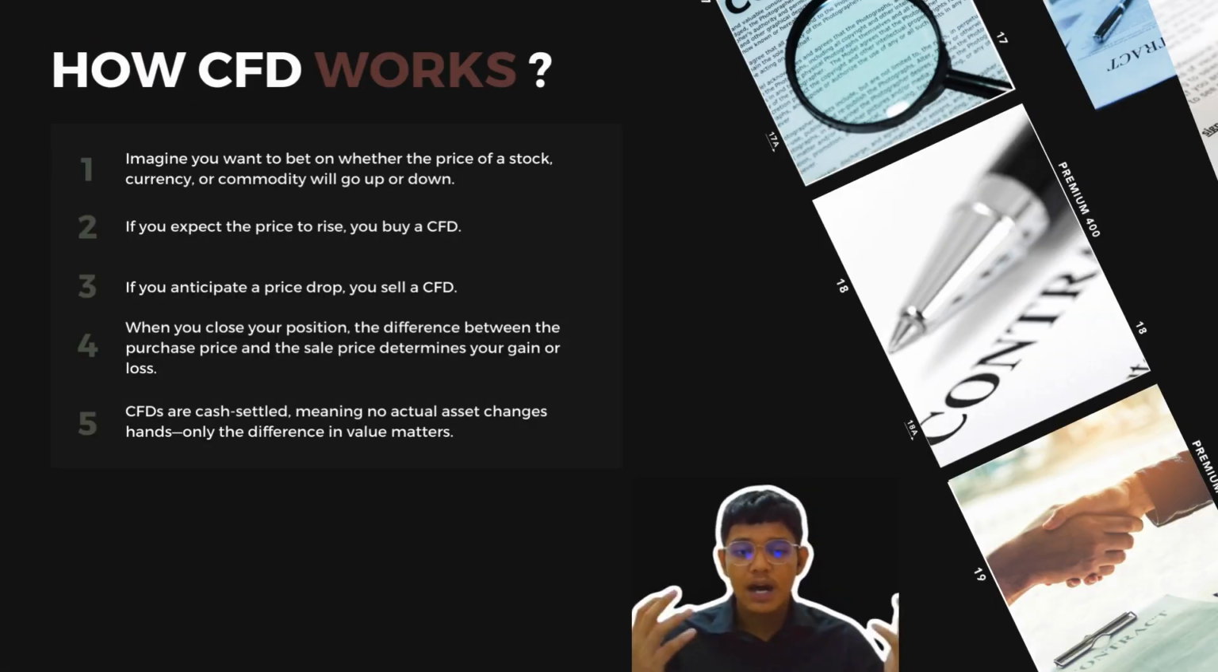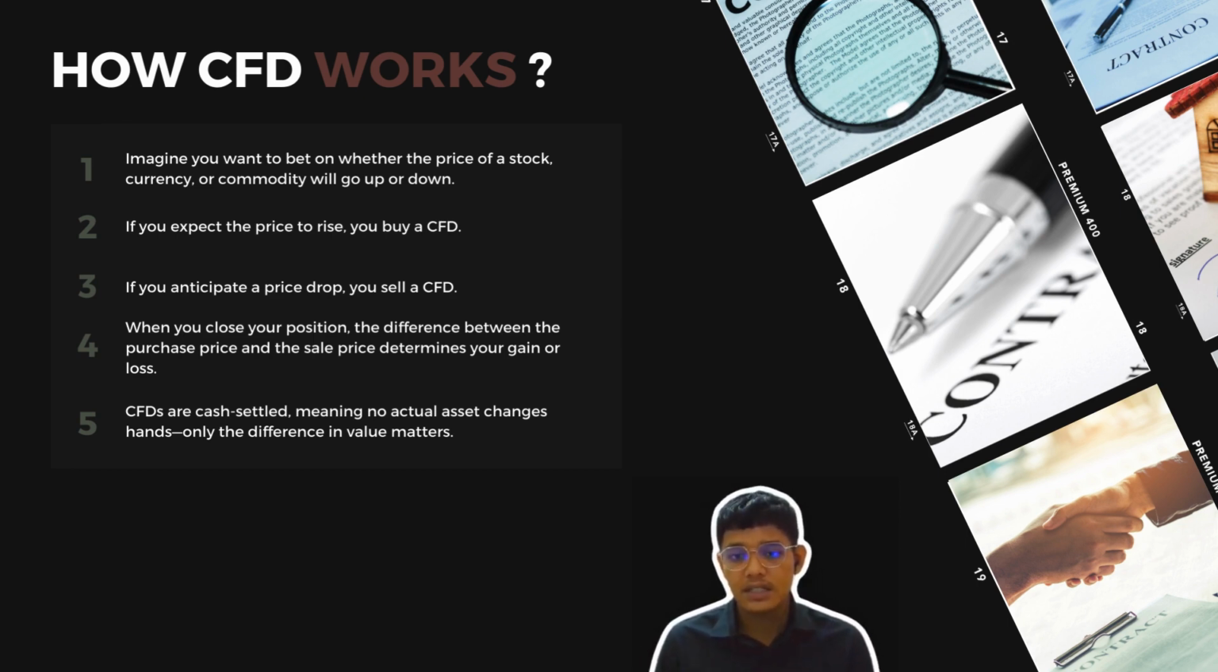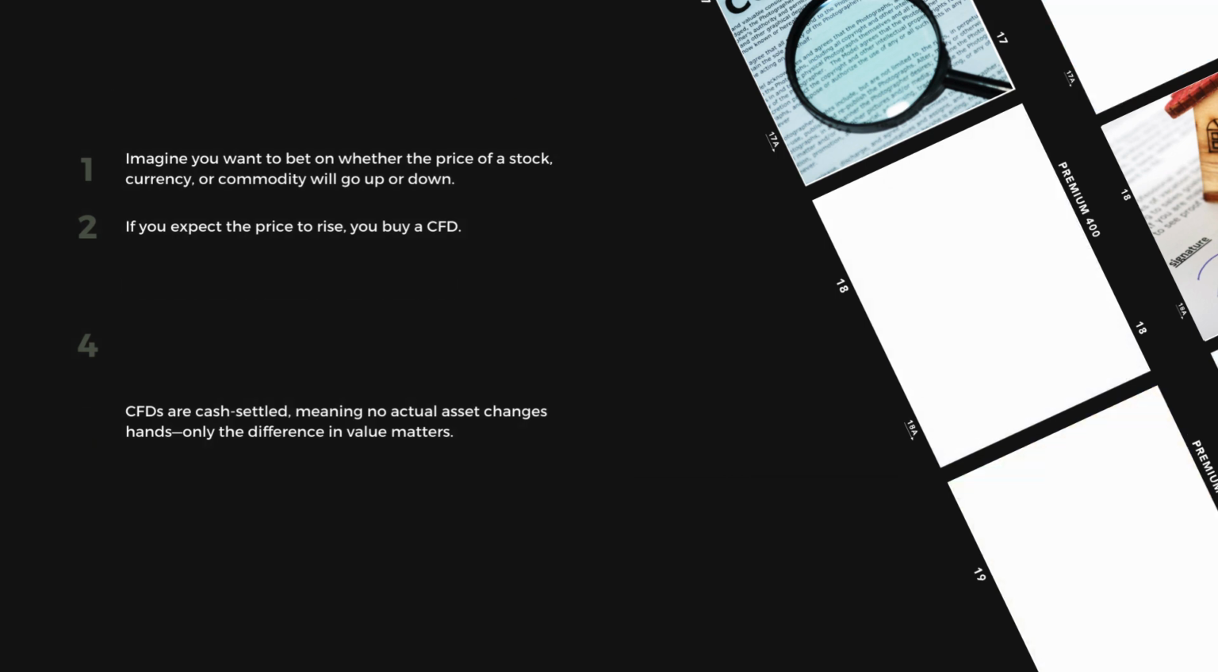Next, let's move on to how does the CFD work. So imagine you want to bet on whether the price of a stock, currency, or commodity will go up or down. If you expect the price to go up, you buy the CFD. If you anticipate a price drop, you sell a CFD. When you close your position, the difference between the purchase price and sales price determines your gain or loss. So CFDs are cash settled, meaning no actual asset changes hands. Only the difference in value matters.